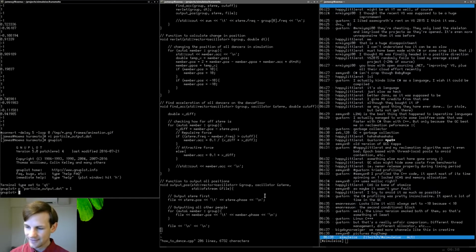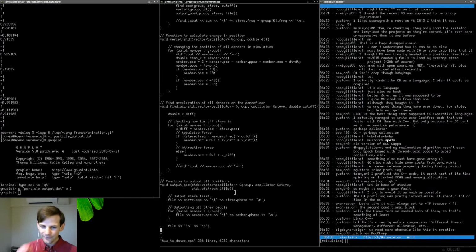No idea. Okay, what I want to do is output a different graph. So let's go into particle output here. And let me think. What I actually want is going to be hard to implement. What I want is a series of lines corresponding to each individual particle. So what I'm going to do is this.